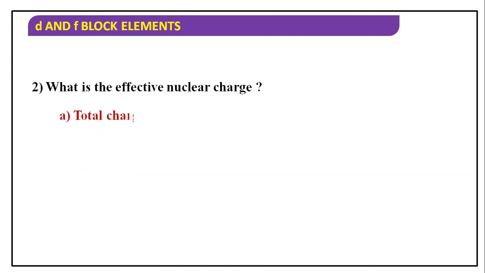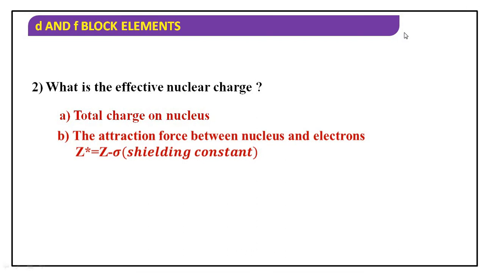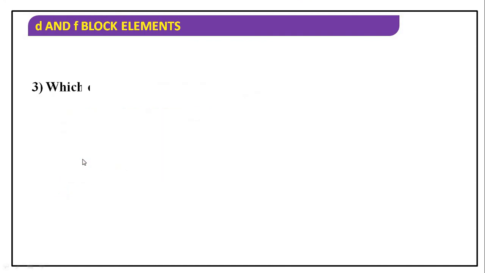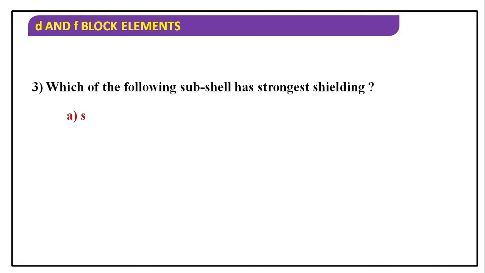What is the effective nuclear charge? Total charge on nucleus, attraction force between nucleus and electrons, effective number of protons in nucleus, net charge on metal ion. So we know effective nuclear charge is the actual nuclear charge experienced by valence electron in an atom. It is given as Z star, where Z star is effective nuclear charge, equal to actual nuclear charge, that is Z minus sigma. Sigma is the shielding constant. So the lesser the value of shielding constant, the more will be the effective nuclear charge. So the answer is B.